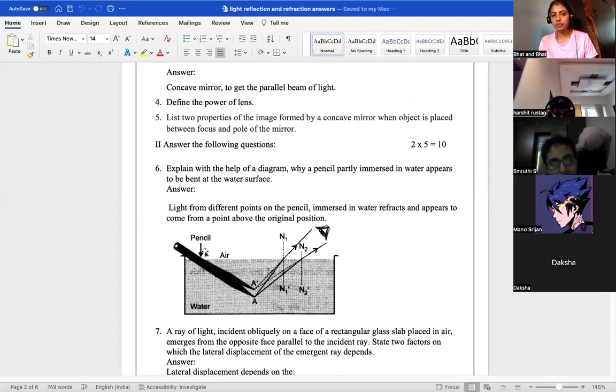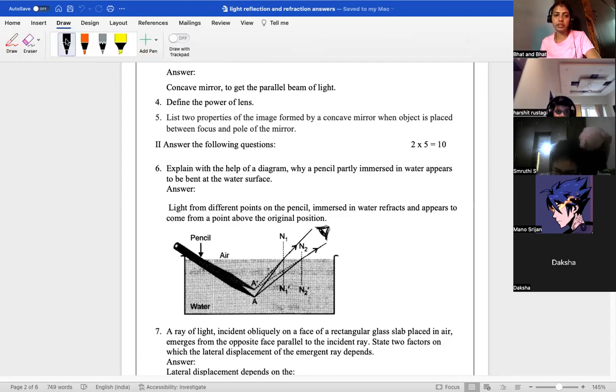Right? Now what happens is when we are seeing, if you see normally the pencil will not appear bent. But if you're seeing obliquely, then the pencil will look bent, or it looks as if it is broken, right? Why does it happen? When we are looking at the tip of the pencil, the tip of the pencil will appear raised. Why does it appear raised for us?